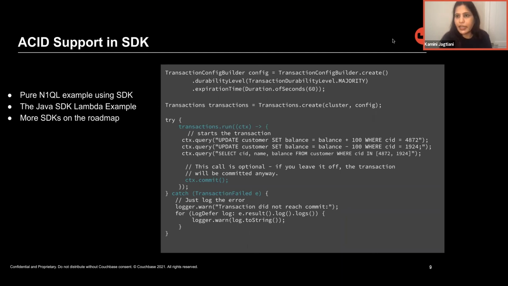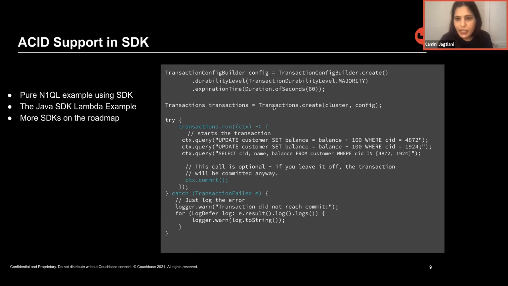You first create a configuration, and here you're passing the durability level as majority. Of course, you could do persist to majority, or you could do majority and persist to active. You could give either of those here. I'm also setting an expiration time of 60 seconds.